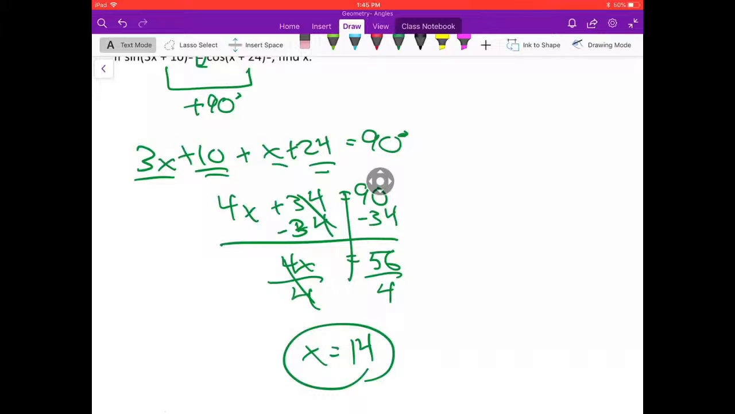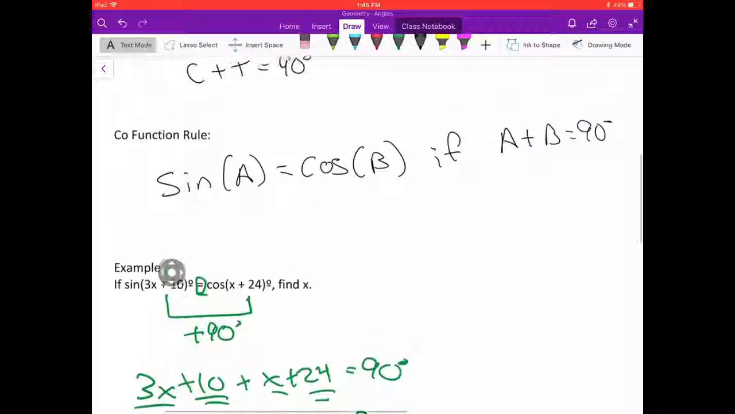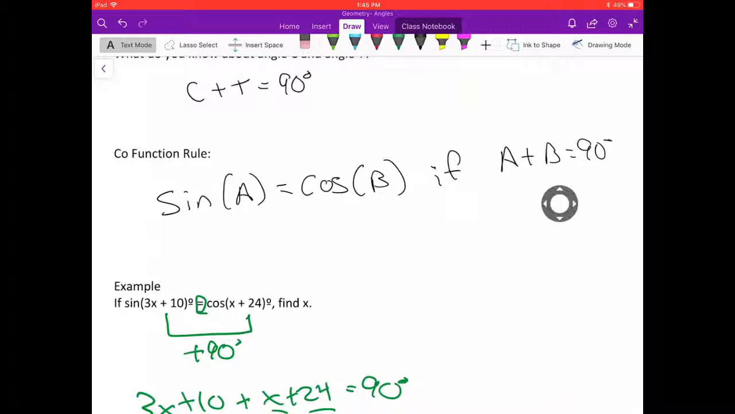So again, we know we can do this because if sine is equal to cosine, then their angles must add to 90 degrees. All right, that's the reason we can set this equation up. So this is a rule that's going to come up every once in a while, multiple choice for the most part, or maybe a part 2 where it's going to ask you to explain this rule. And the rule is, as I said before, sine is equal to cosine if the two angles add up to 90 degrees. All right, this is just a rule that you're going to have to memorize.